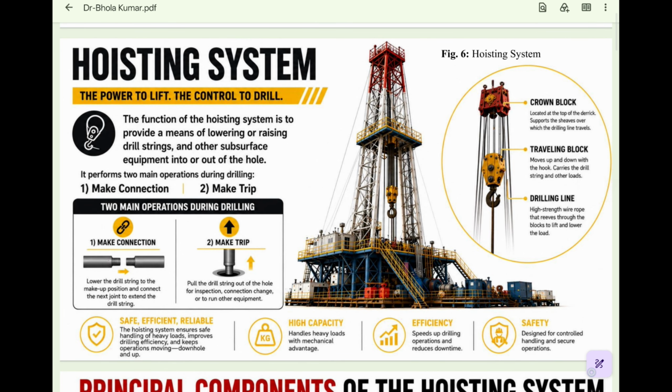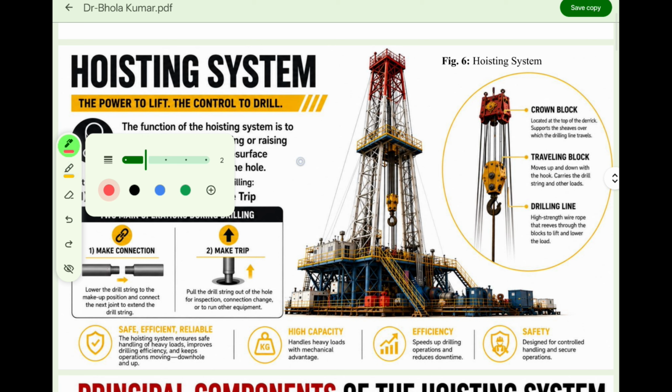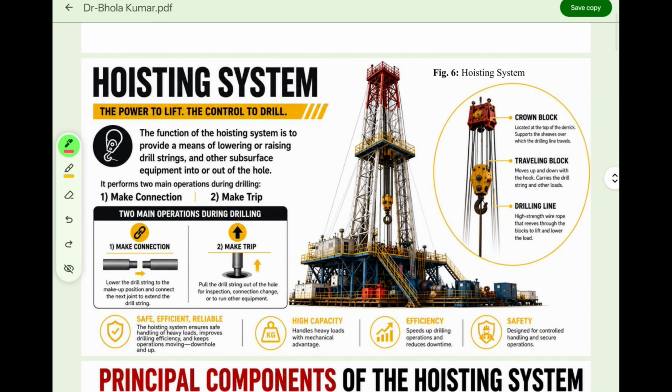So what does the hoisting system do? They perform mainly two actions. What are those actions? They perform two actions, making a connection and making a trip. What does it mean? Making a connection: suppose you are drilling the well to a certain depth and now you want to add some extra pipe, so you require a connection. During that time you require a hoisting system.